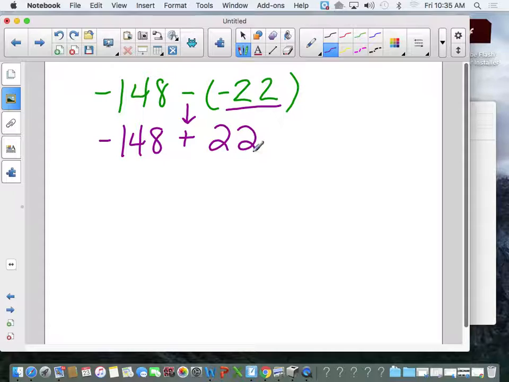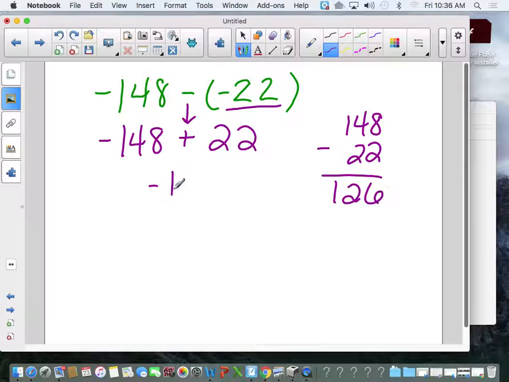how many more negatives are there than positives? If you don't know it off the top of your head, remember you're taking the one that has the larger quantity, there are more negatives than positives, and you're subtracting to find out how many more. 8 minus 2 is 6. 4 minus 2 is 2. And we have 1. 126. There are 126 more negatives than there are positives.